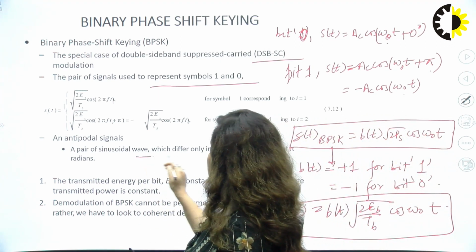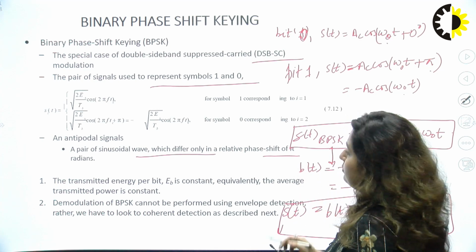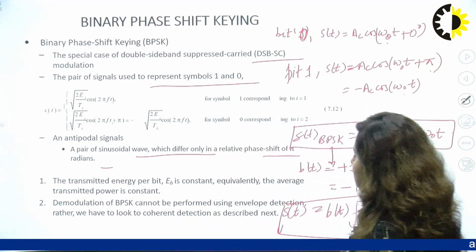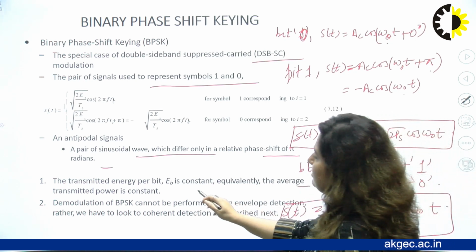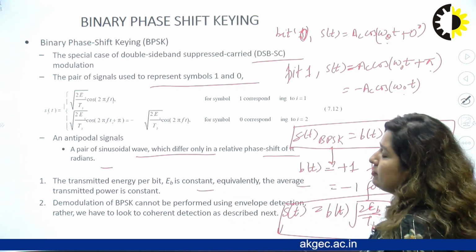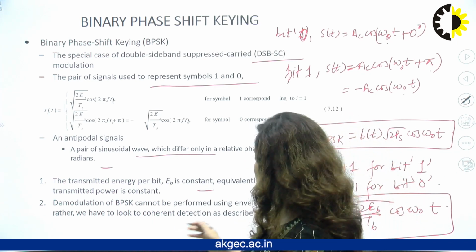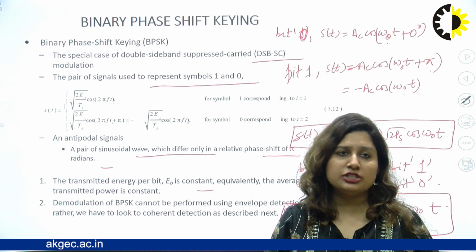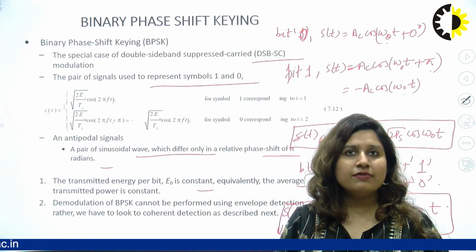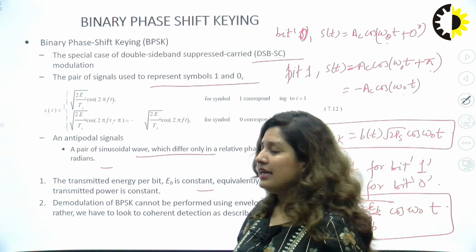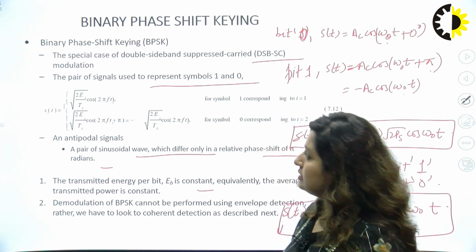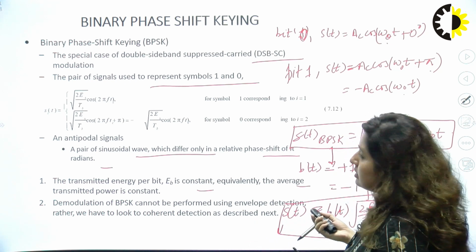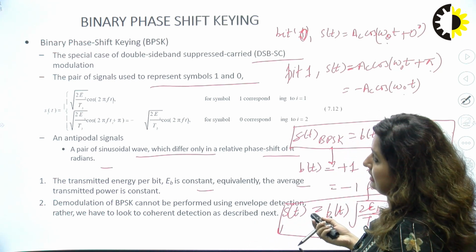So we have a pair of sinusoidal waves which differ only by a relative phase shift of pi radians. Here the transmitted energy per bit Eb is constant, and equivalently the average transmitted power is also constant. Demodulation of BPSK cannot be performed using the envelope detection technique. So here we again use the coherent detection technique, where we first have to recover the carrier, and then that carrier has to be used for synchronous demodulation at the receiver. We can go through the demodulation process in the next slides.